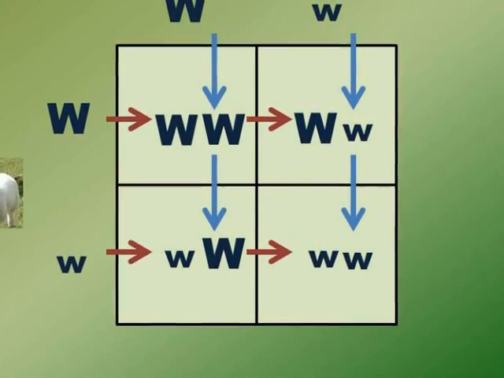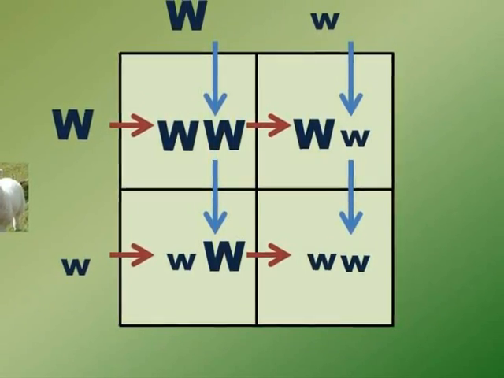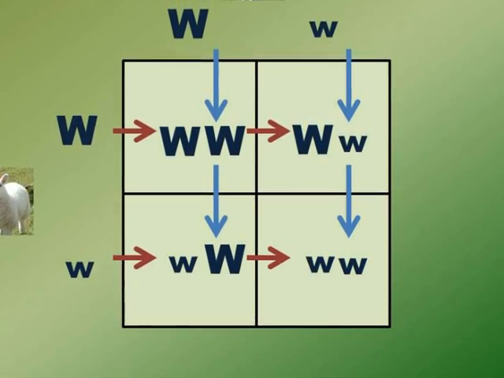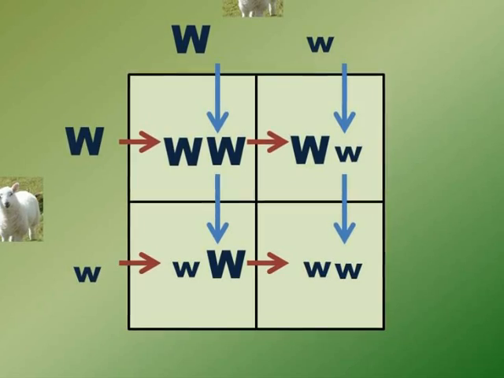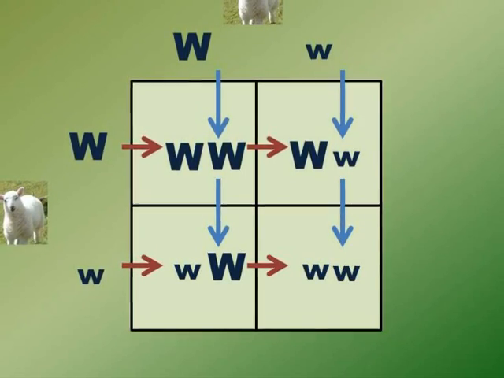Starting on the left side, follow the red arrows to fill out the box with a gene from parent number 1. Be careful not to get mixed up. The boxes on the top row should have big W's in them. The boxes on the bottom row should have little w's in them.